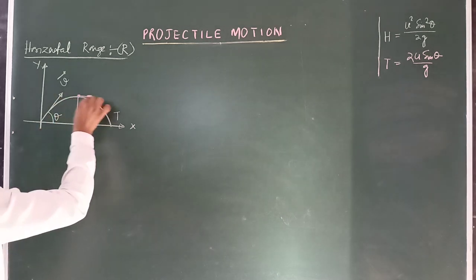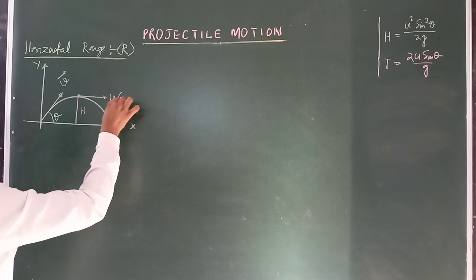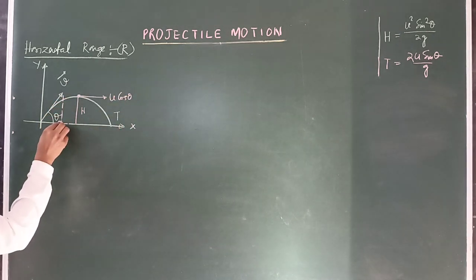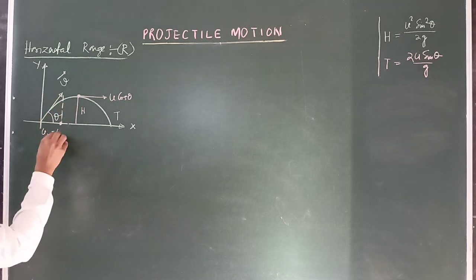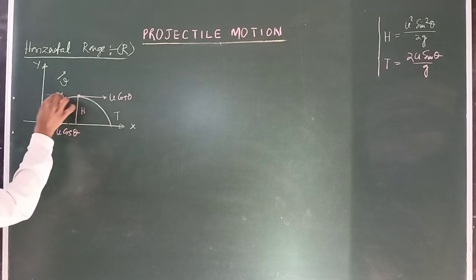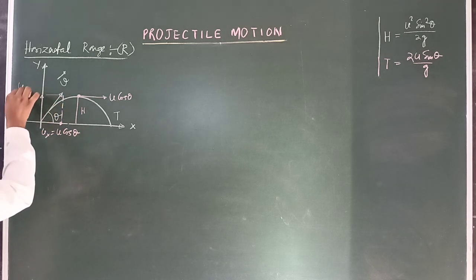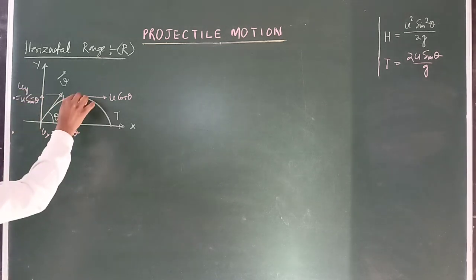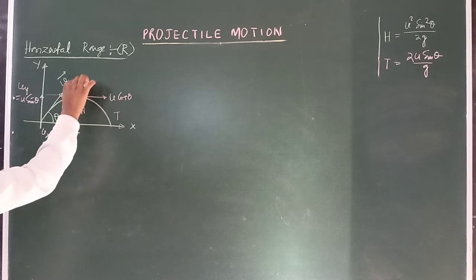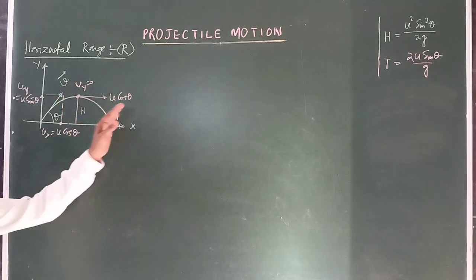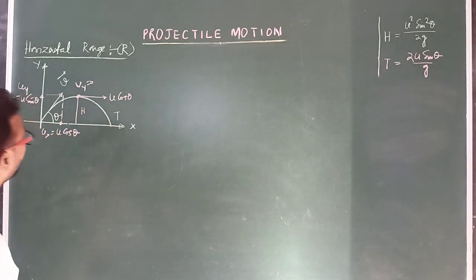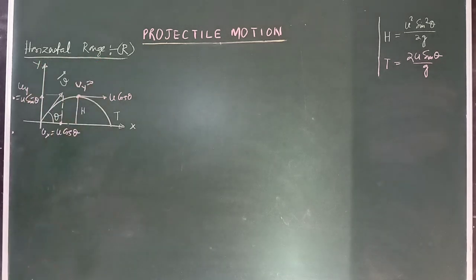At this point its velocity in this direction means u cos theta, because if it is resolved into two rectangular components, this component is known as ux, meaning u cos theta, and along the y-axis this component, how much, that is uy, which equals u sin theta. Clear? And the vertical component decreases gradually, and at maximum height its final velocity along the y-axis is 0, but along the x-axis it is constant. Why? Because in this direction acceleration is 0. Clear? Okay. Now we have to find what is horizontal range.